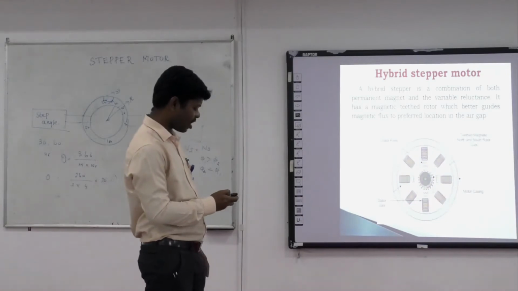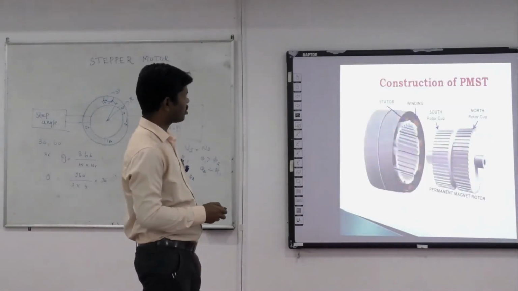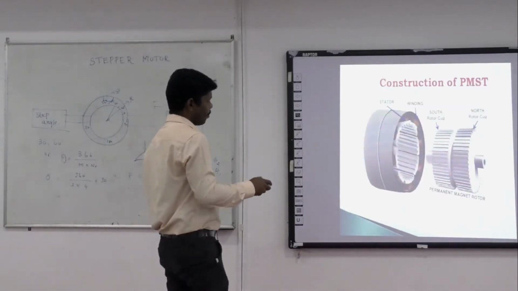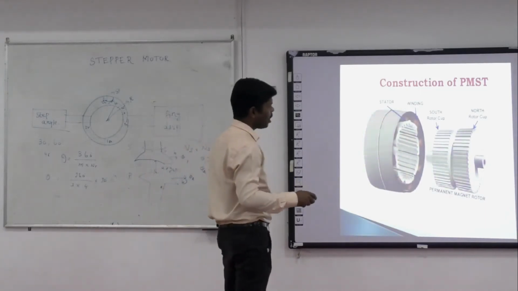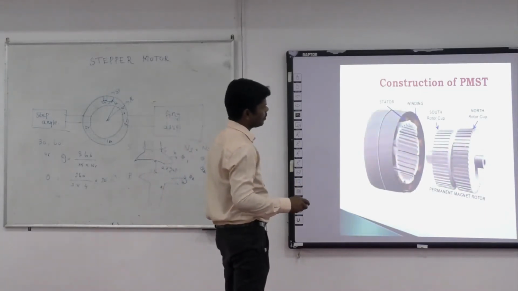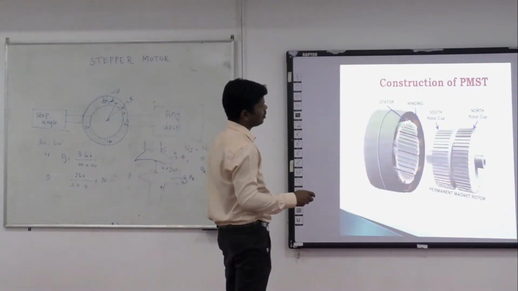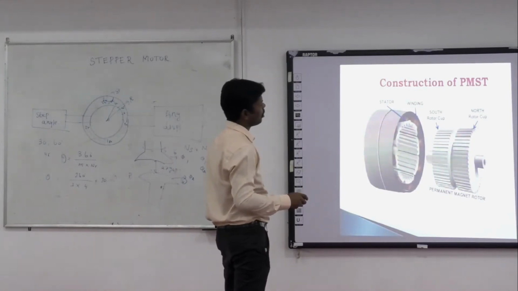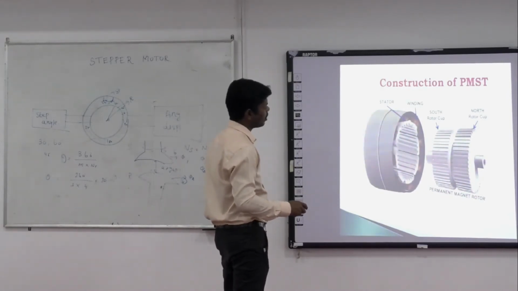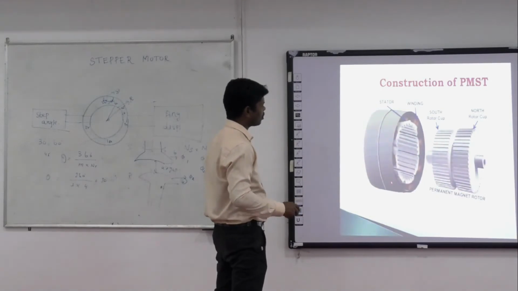Next is the construction of the stepper motor. This construction is called a permanent magnet rotor. This is called the north rotor cup. This is called the south rotor cup. Both can be coupled together. This is called the shaft. This is called the rotor.